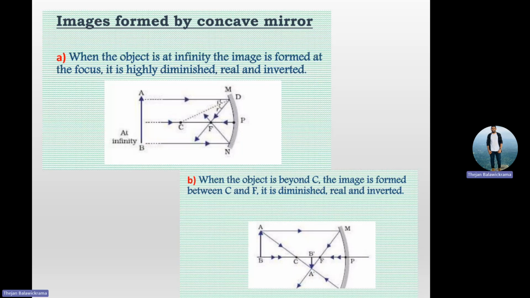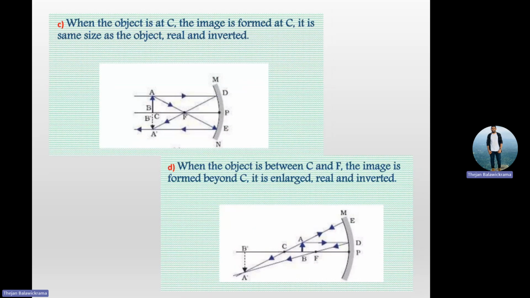Are these two right? Are you all done? I gave that as homework, and I'm going to the next one because there are 6 cases. Next, the first one is infinity, then beyond C, then on C. If the object is on C, the image is the same size, inverted. Next, on F and C, between F and C.